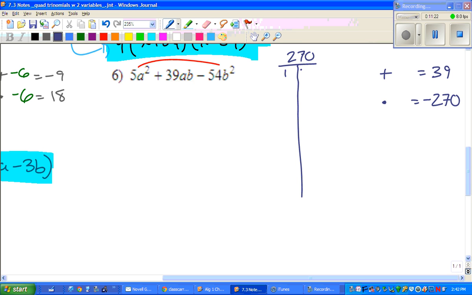So I'm going to be nice, and I'm going to write down all of the factors for you. Oh, 4 doesn't go there. So 5 and 54, 6 and 45, 9 and 30, 10 and 27, and 15 and 18. Okay, see if you guys can figure out which group it is.